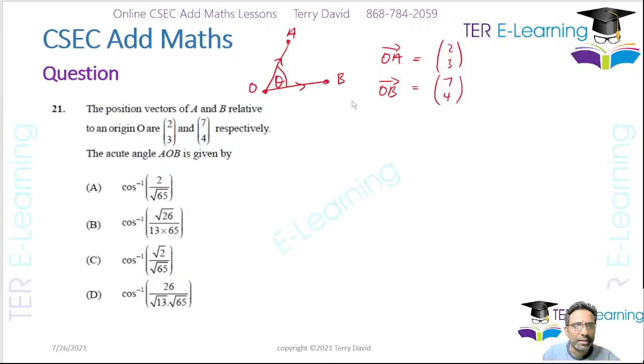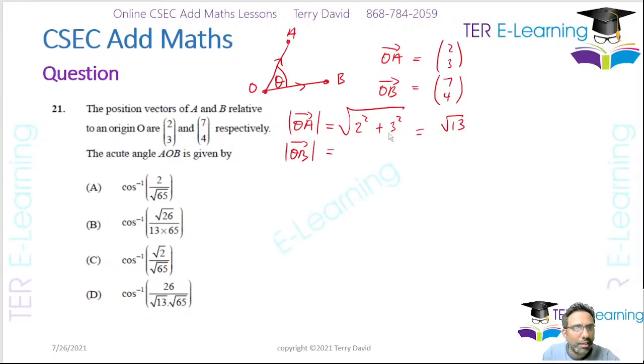So let's see. First thing we need to do, we should find the length of both vectors. So OA is going to be simply equal to the square root of 2 squared plus 3 squared. 2 twos are 4, 3 twos are 9, and that's 13. That's the square root of 13. Then we're going to find the length of OB.